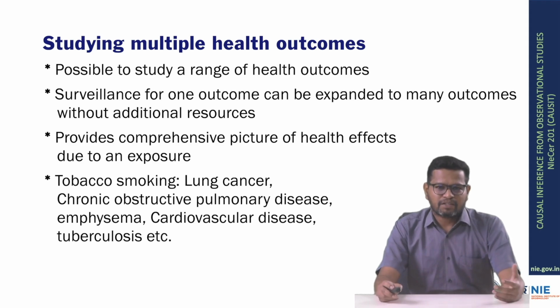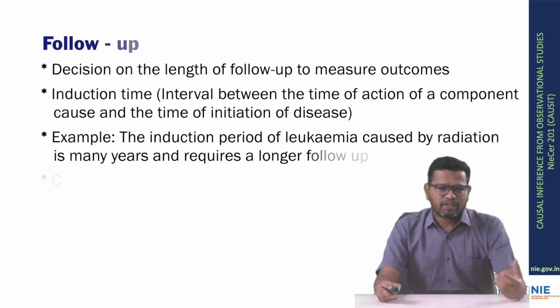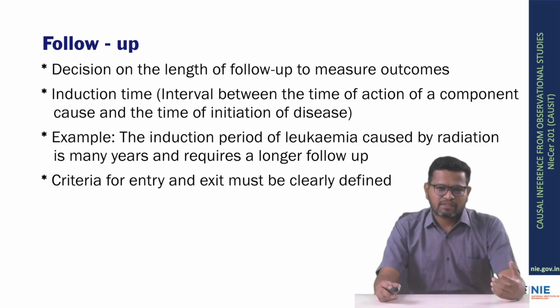For example, in studying tobacco smoking within a cohort, we can explore a range of outcomes such as lung cancer, chronic obstructive pulmonary disease, emphysema, cardiovascular disease, tuberculosis, and more. An important question to ask is whether the follow up is long enough for outcomes to occur. So, deciding the duration of follow up to assess outcomes is crucial in a cohort study.